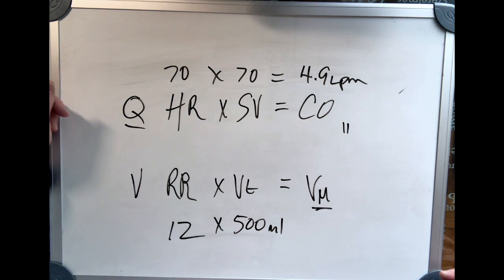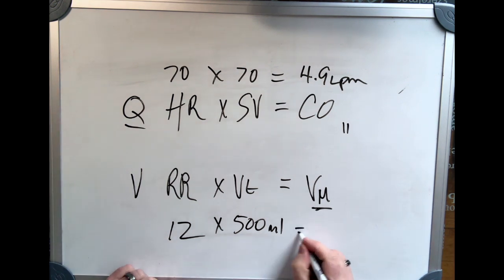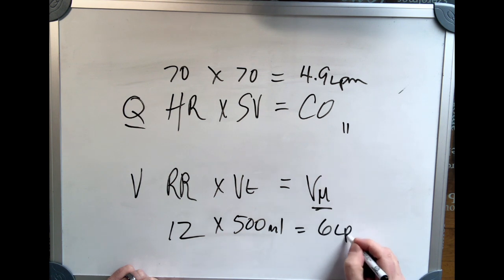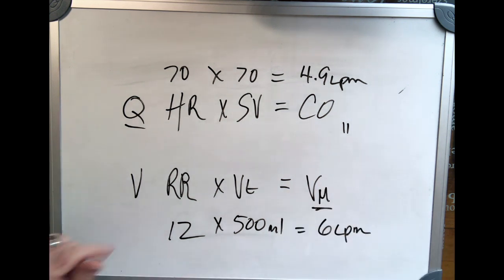They're typically a liter to 1.2 liters. But 12 times 500 gives us what? Gives us 6 liters per minute. That's basically, the easy way to look at this, a match. I know 6 doesn't equal 4.9. There's a reason for that.